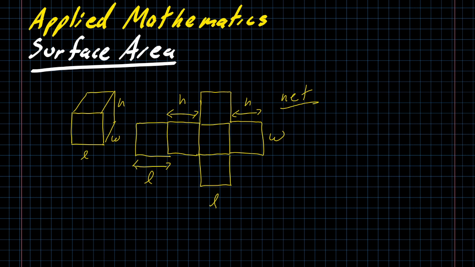All right. What do I not have measured? I did not mark this dimension, which will be height, and I did not mark this dimension, which will also be the height. But with those markings, each of the 6 pieces here is a rectangle.